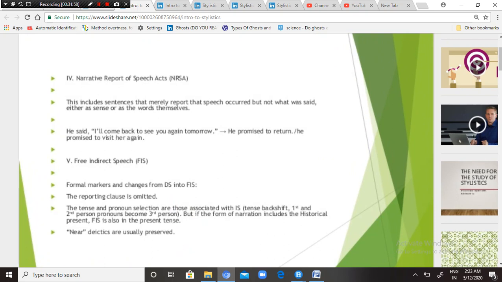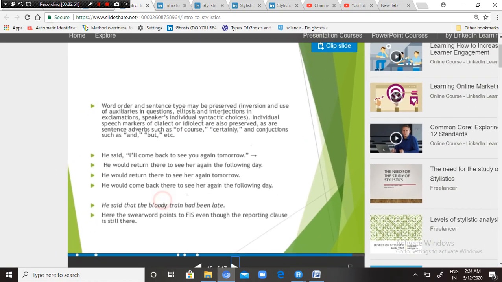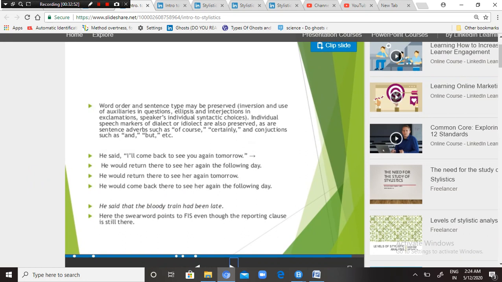He said, I will come back to see you. So he said, I will come back to see you again tomorrow. He promised to return, his promise to visit her again. Formal marks change from DS into FIS. The report clause is omitted. Word order and sentence type may be preserved, with the use of exclamatory forms in questions.